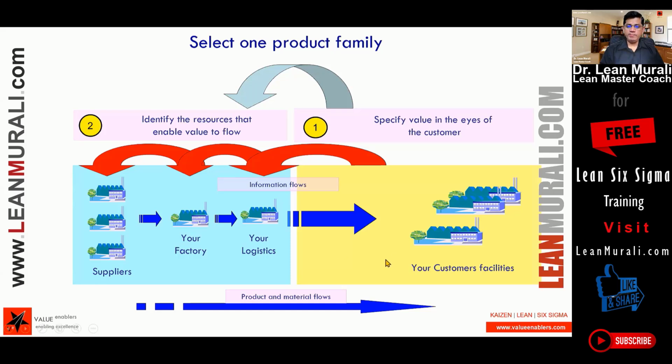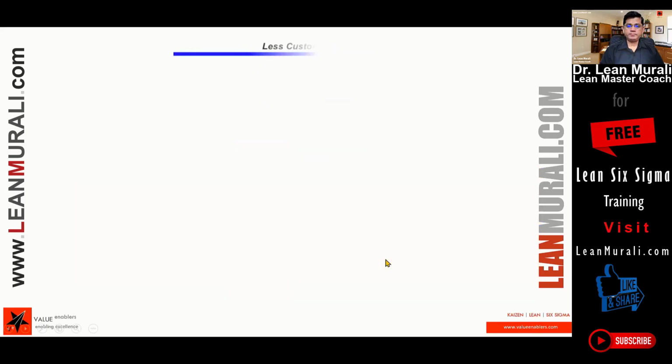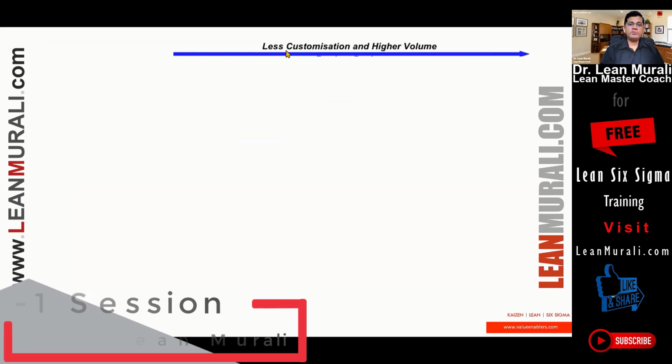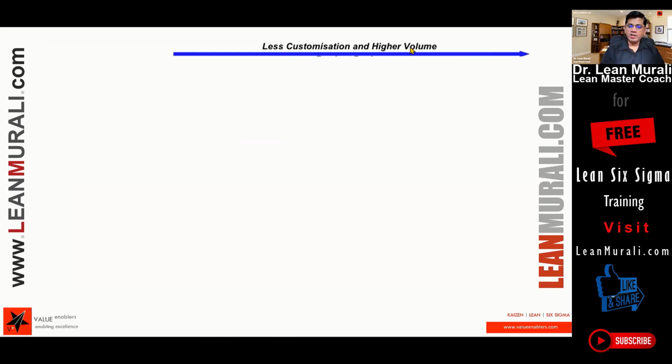Let's go a little deeper into this. Let us see the different types of products. We will understand the different types of products. There are some products which we make that are less customization and high volume products. We will see the examples in each and every case. In these products, you don't require much customization, but they are produced in bulk, in larger volumes.